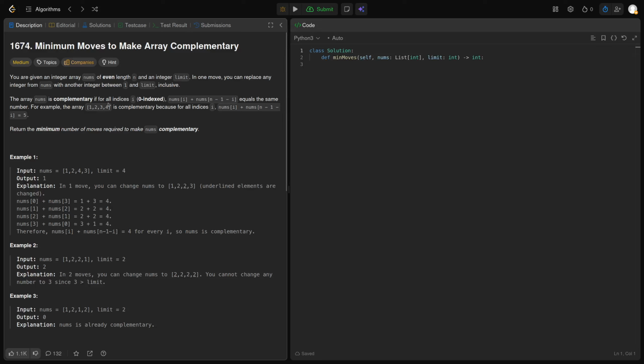Today we're doing problem 1674, minimum moves to make array complementary. Given an integer array nums of even length n and an integer limit, in one move you can replace any integer from nums with another integer between 1 and limit inclusive. An array nums is complementary if for all indices, the sum of the number from the first half plus the mirrored position around the middle is the same. Find the minimum number of moves required to make it complementary.